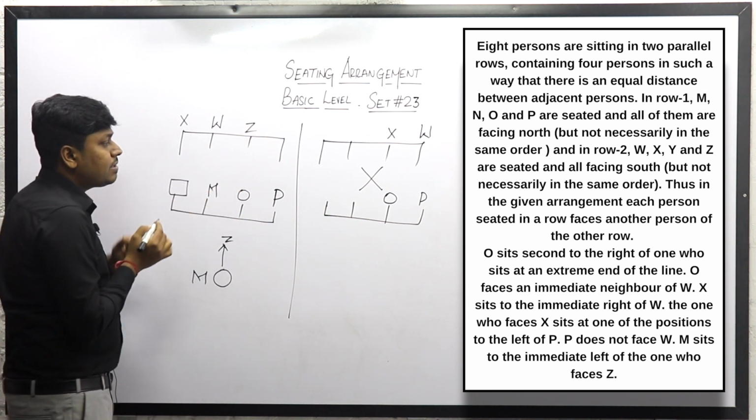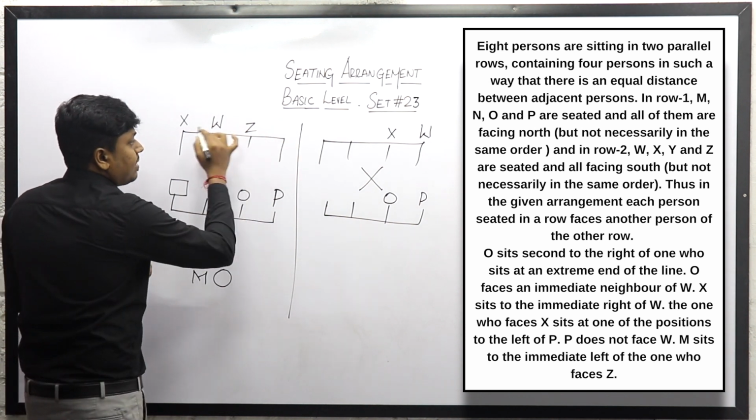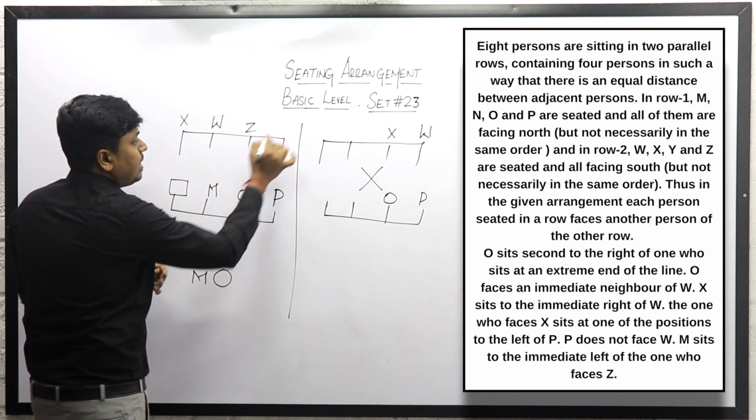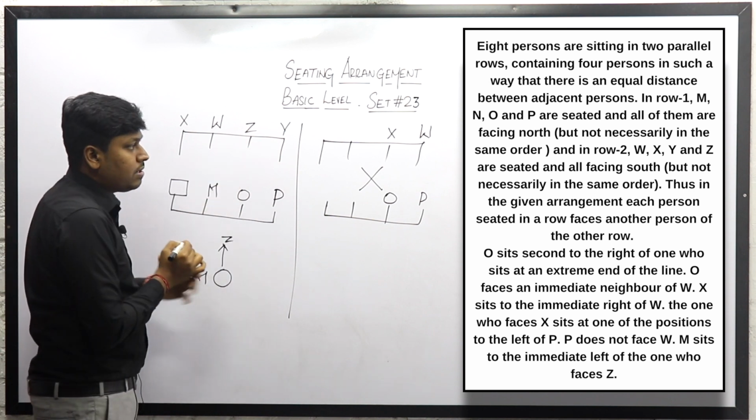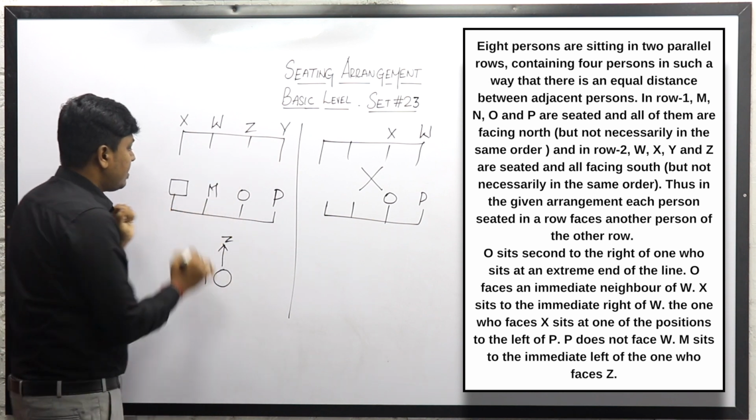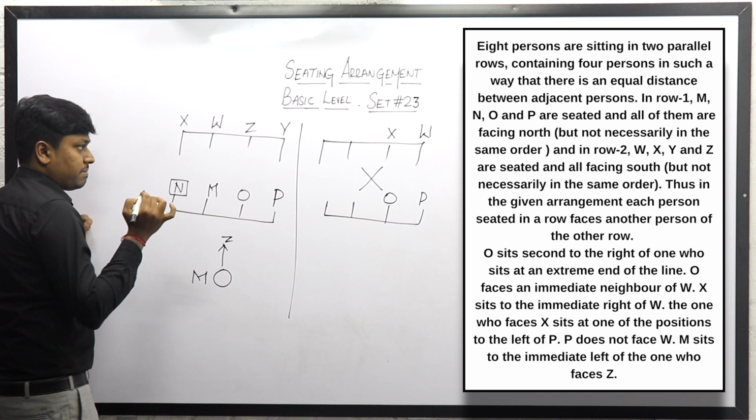Understood? What is remaining is X, W, Z and Y. So I should fix Y here. In row number 1, N is remaining. So I should fix N here. That's it.